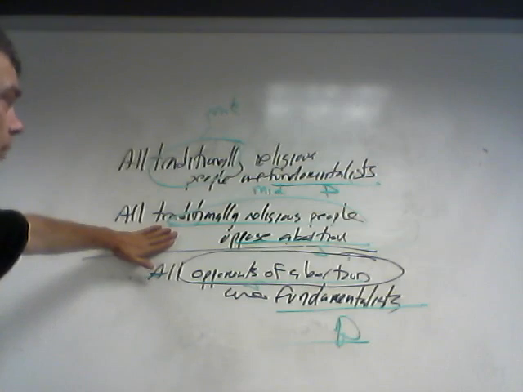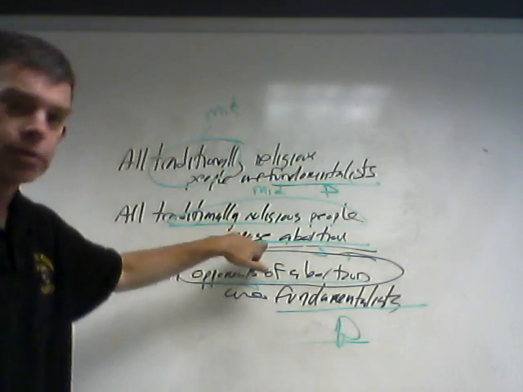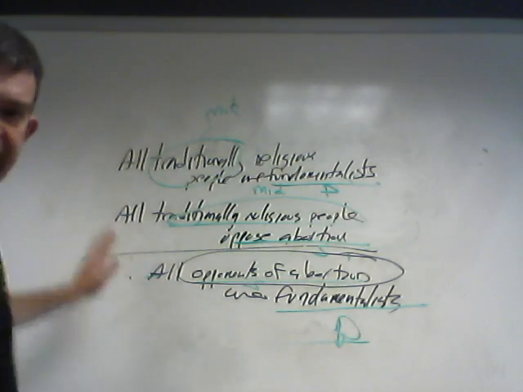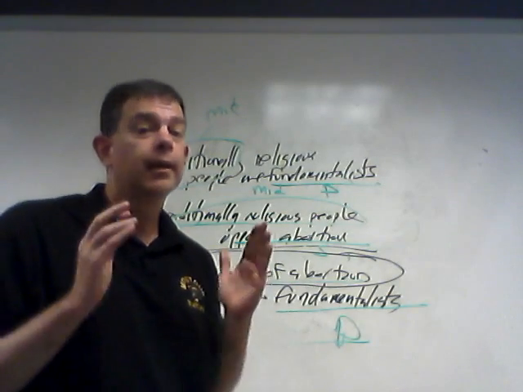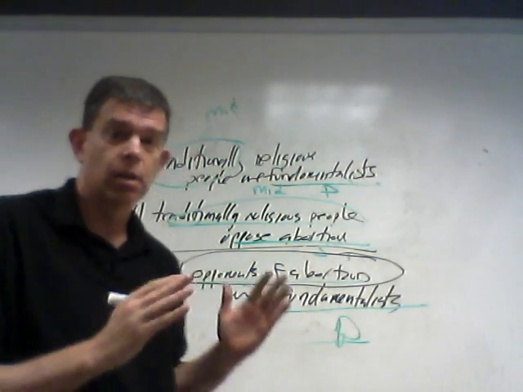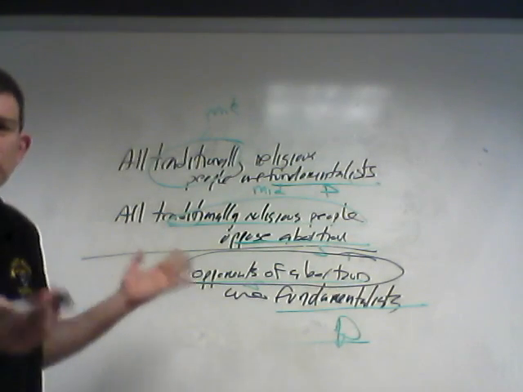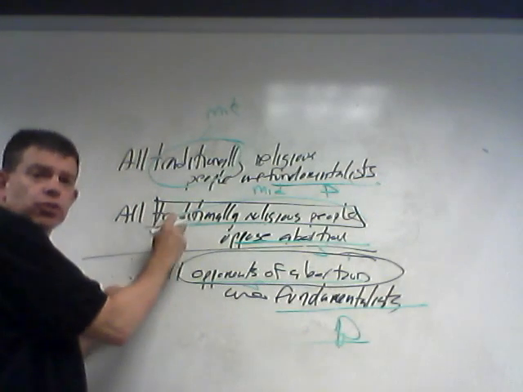It's here in the minor premise, right? All traditionally religious people are opponents of abortion. This is an A statement. In an A statement, what got distributed? In an A statement, the subject does. What is the subject of this particular premise? Subject's always the beginning part, right? So what got distributed was traditionally religious people.